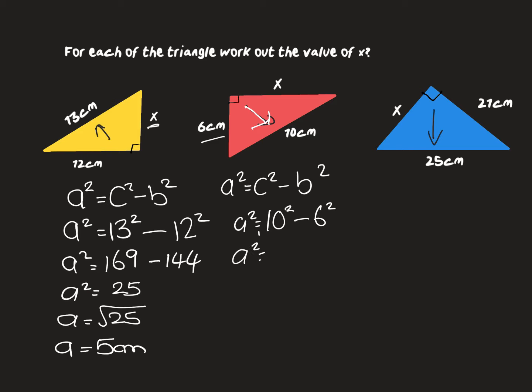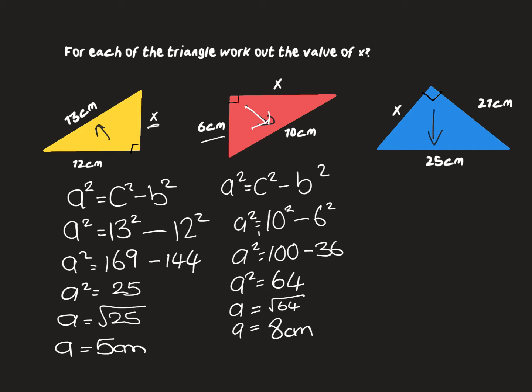So a squared is equal to 10 squared is 100. 10 times 10 is 100. 6 squared is 6 times 6, which is 36. So take those away now. A squared equals 100 take away 36 is 64. And our final step, as always, is to find out what a is on its own. So we're going to need to take the square root of 64. So you can use your calculator for that. Square root of 64 is equal to 8. So that is 8 centimetres.